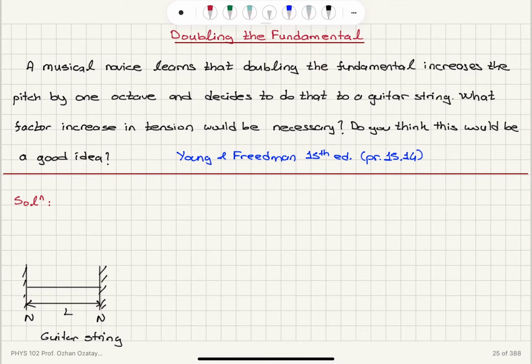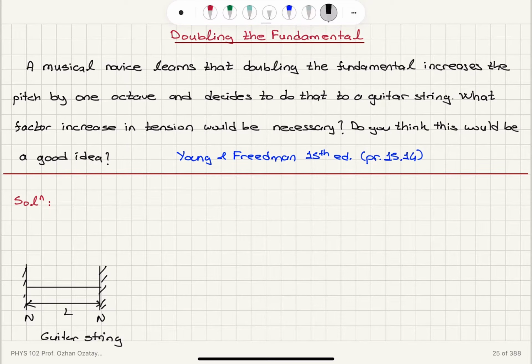Doubling the fundamental. A musical novice learns that doubling the fundamental increases the pitch by 1 octave and decides to do that to a guitar string. What factor increase in tension would be necessary? Do you think this would be a good idea?